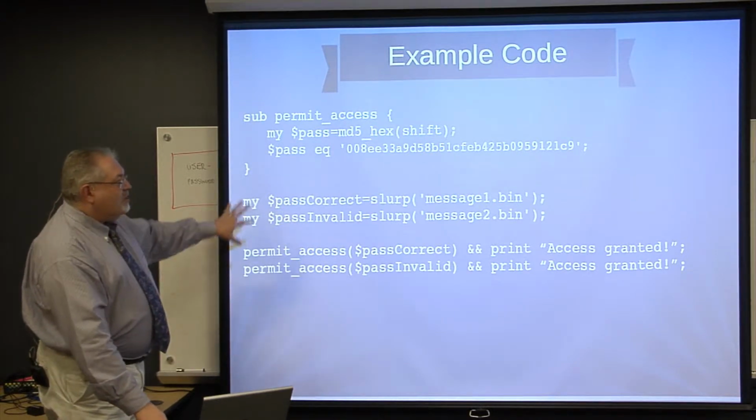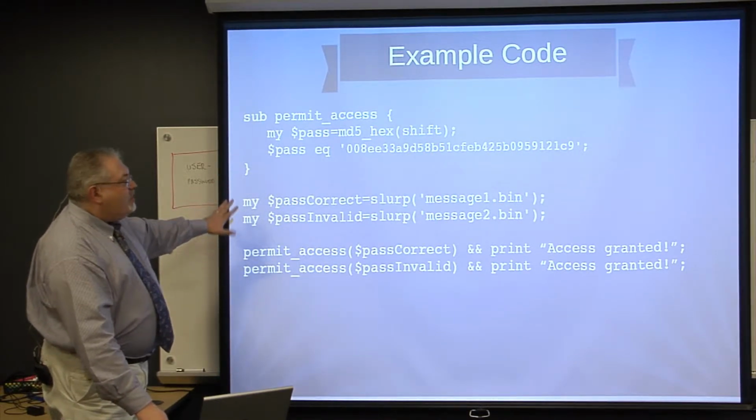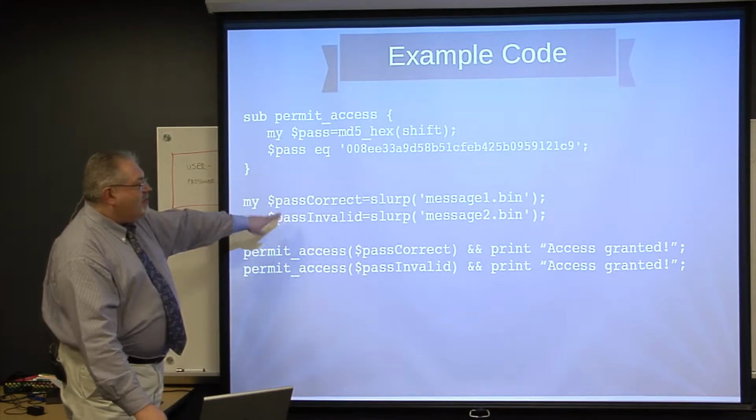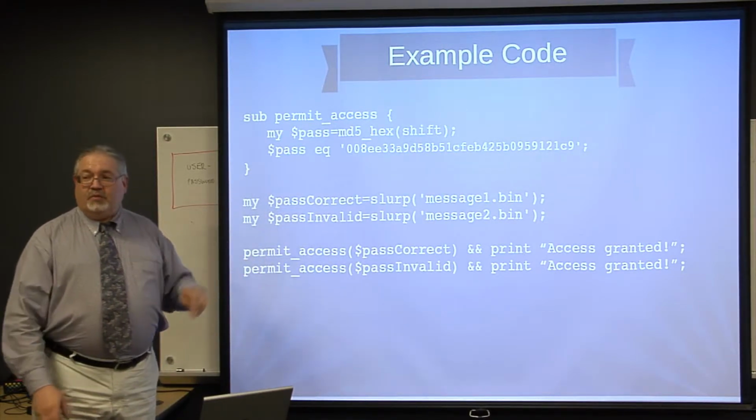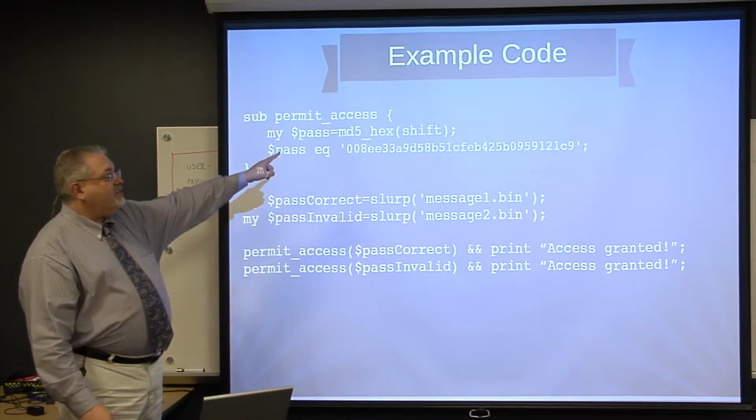So this is a very trivial example, but the notion is that an invalid password should not say access granted. It really should be a different result coming out of the MD5 hex hash function.